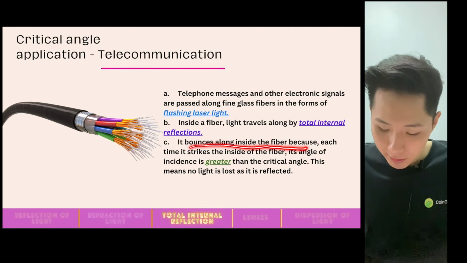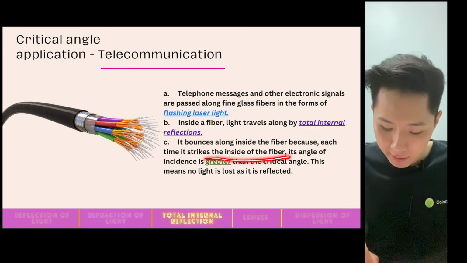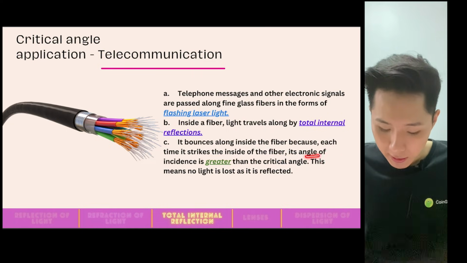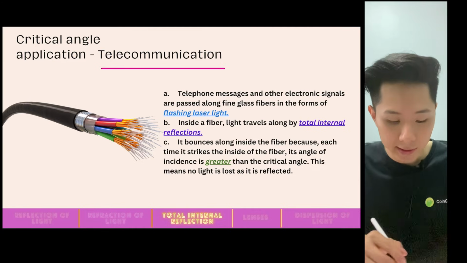It bounces along inside the fiber because each time it strikes the inside of the fiber, its angle of incidence is greater than the critical angle. This means no light is lost as it's reflected.